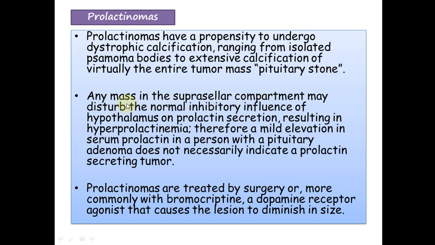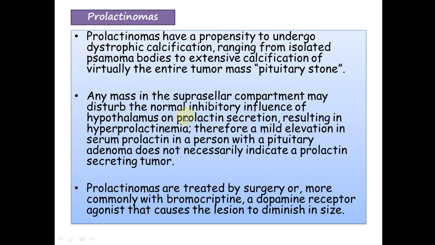The second important point is that any mass in the sella turcica or suprasellar compartment may disturb the normal inhibitory influence of the hypothalamus on prolactin secretion. So this may not be a prolactinoma, but may be an adenoma of another trophic cell population, but it will disturb the inhibitory influence of the dopamine on the anterior pituitary gland, with the result that prolactin secretion is accelerated, resulting in hyperprolactinemia.